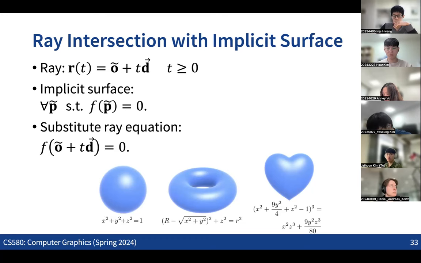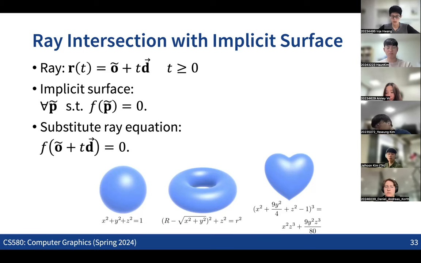So having this kind of formulation for each object is one way we can represent 3D objects indirectly. These are implicit representations, and we also call them implicit surfaces. When we have implicit surfaces, how can we find the intersection point between the ray and these objects?